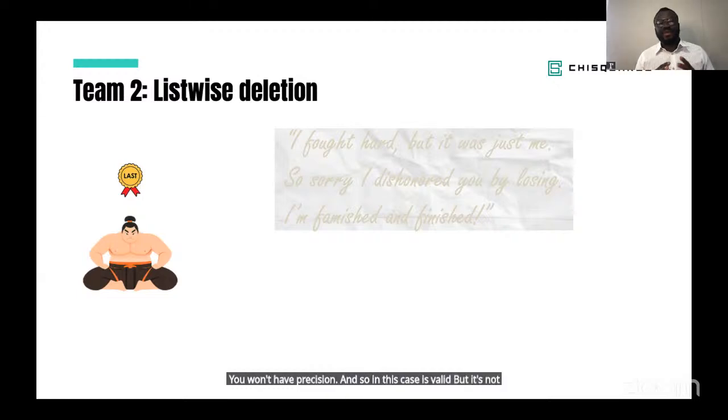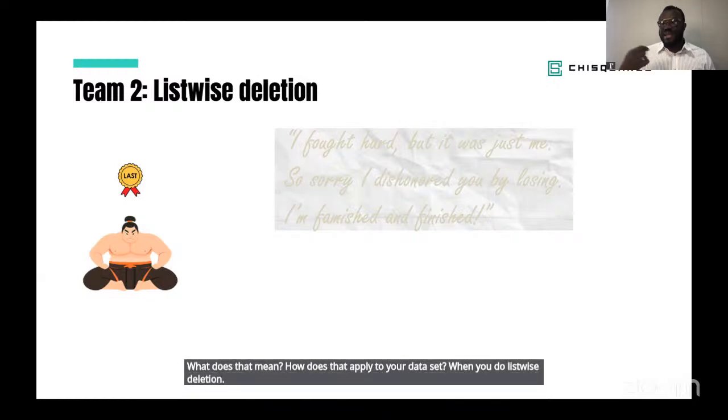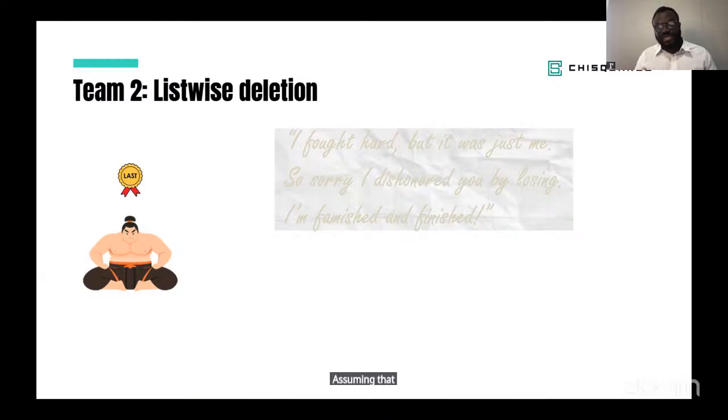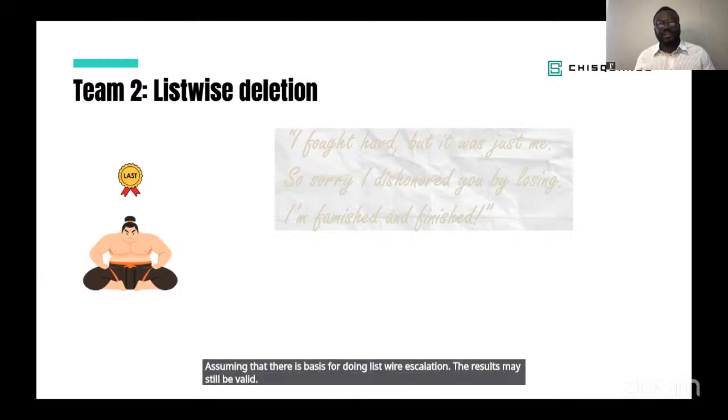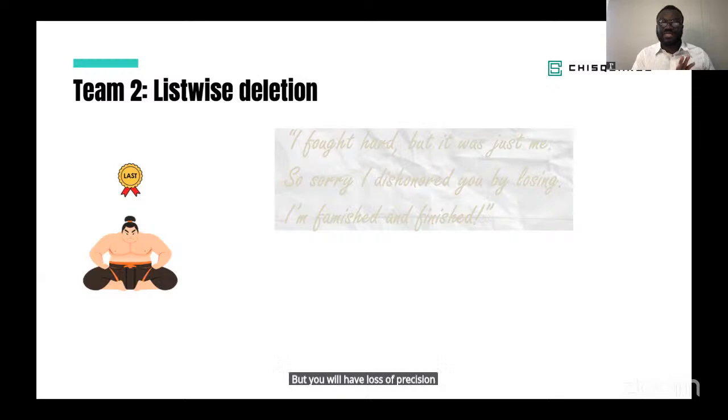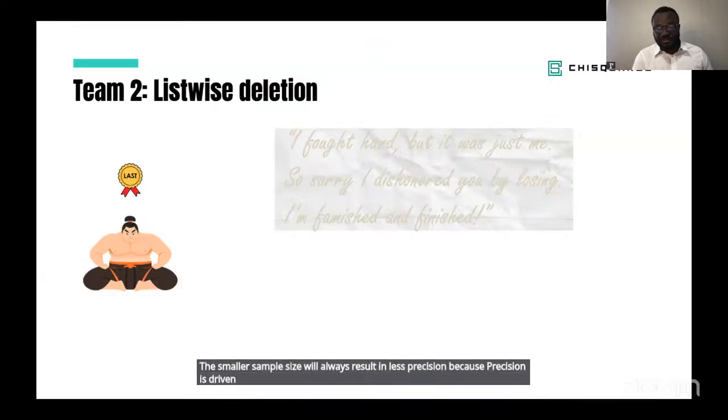So what does that mean? How does that apply to your data set? When you do listwise deletion, assuming that there is basis for doing listwise deletion, the results may still be valid, but you will have loss of precision because you have a smaller sample size. The smaller sample size will always result in less precision because precision is driven primarily by numbers. If you have more people, you're going to be more precise. If you have fewer people, you're going to be less precise.